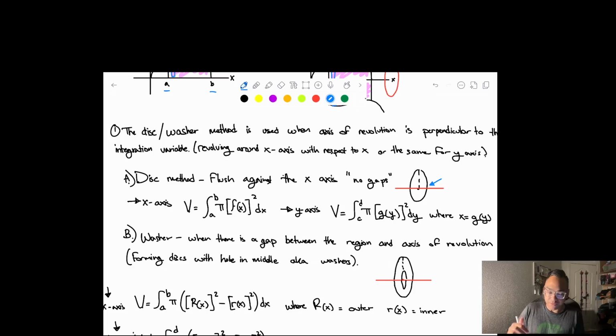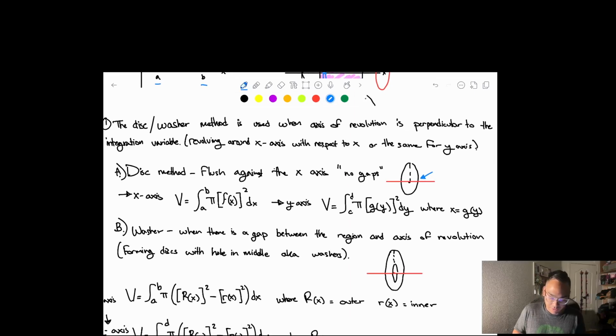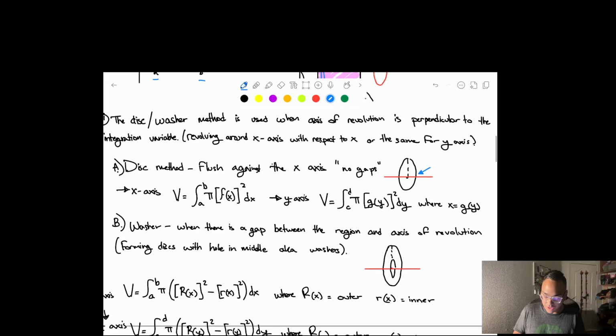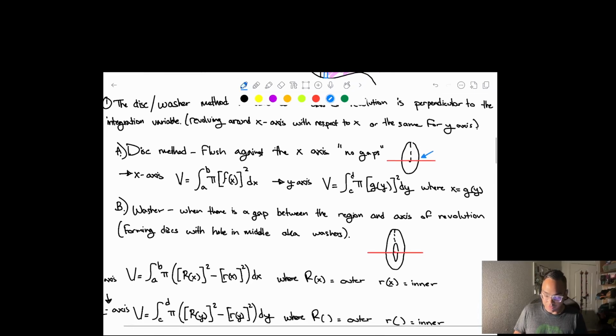Because if you spin a flat surface around, what do you get? You get a disk. So we're going to use this formula for the x-axis: V is equal to the integral from a, our lower limit, to b, our upper limit, of pi times f of x squared dx. For the y-axis, we do the same thing. All we change is that instead of f of x, it's going to be f of y or g of y squared, and instead of dx, it's going to be dy, where x is equal to g of y.